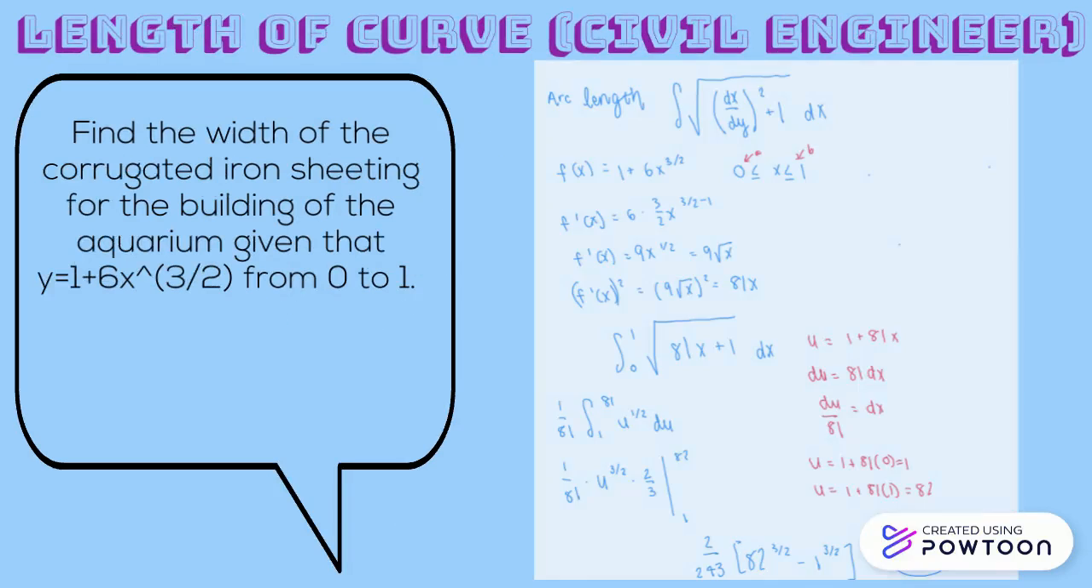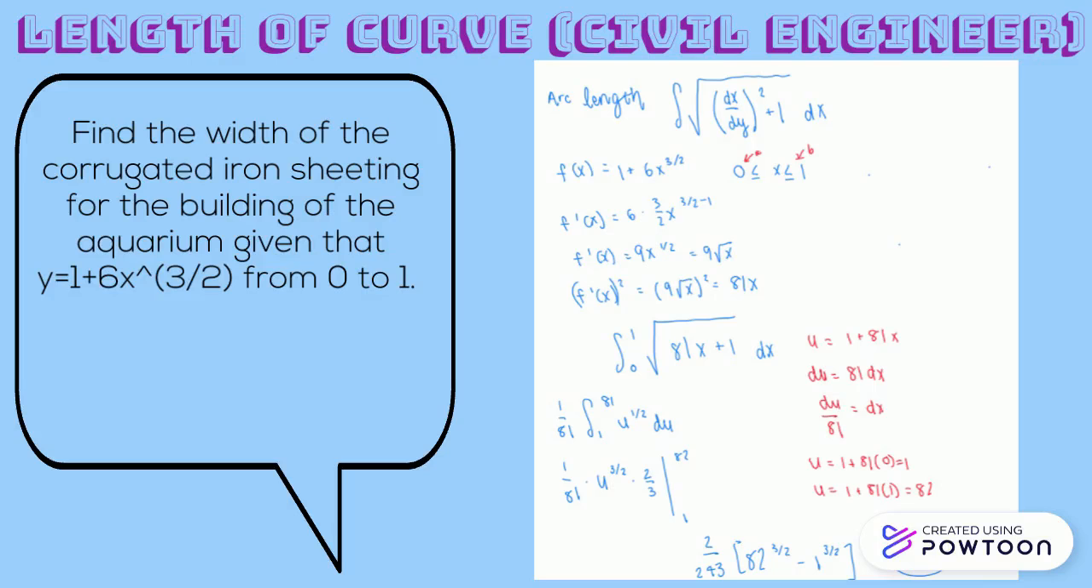In engineering, corrugated iron is used as a building material, so integration can be used to find out how wide the flat sheet should be. In this, find the width of the corrugated iron sheeting for the building of the aquarium, given that y equals 1 plus 6x to the 3 over 2 power from 0 to 1. The formula is the integral of the square root of the derivative squared plus 1. So first, take the derivative of 1 plus 6x to the 3 over 2 power and square this to get 81x.